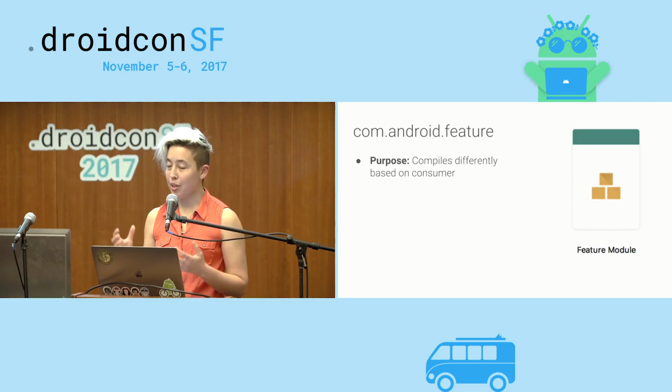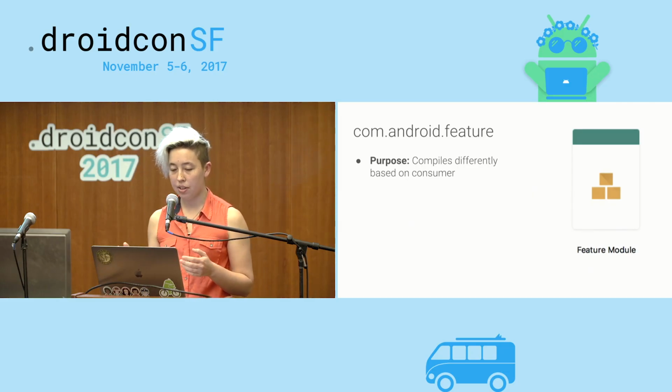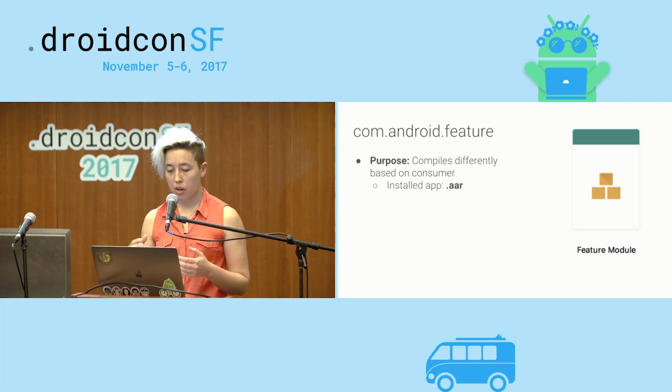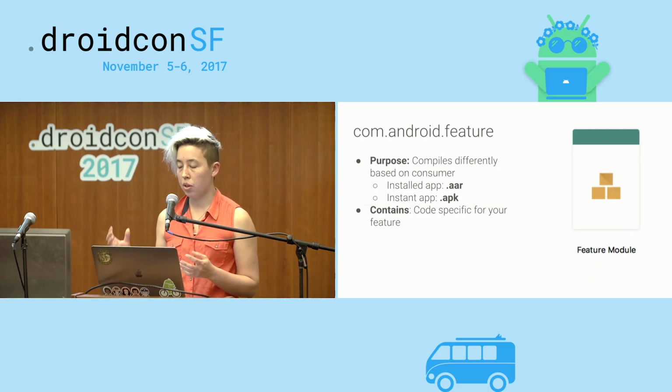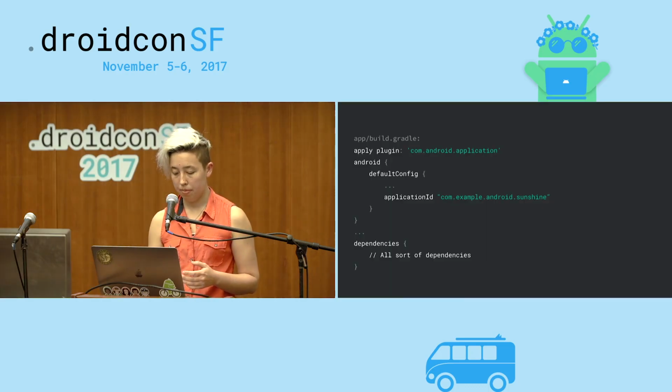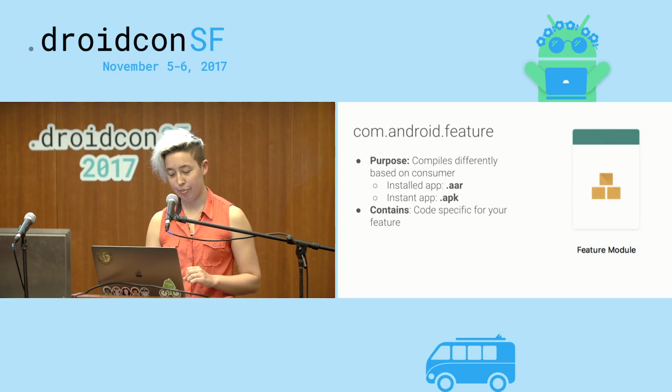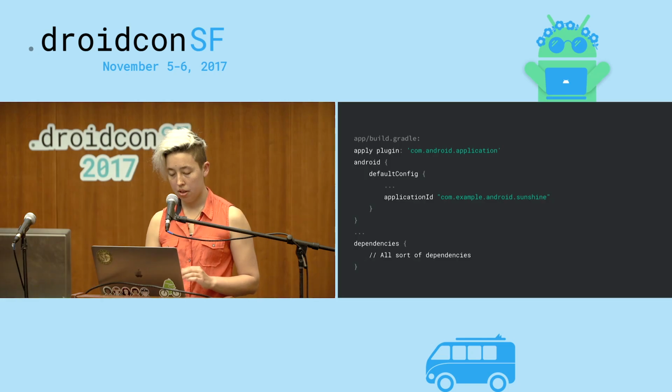So the feature module is pretty cool in that it compiles differently based on what's consuming it. When your installed app module is directing the build process, the features act as if they are Android libraries. But when your instant app module is directing the build process, your feature modules act as if they are compiled to mini APKs. So your feature modules in themselves are going to contain all the code that is specific to the feature. And I'll get into some other interesting things about that when we get to a more complicated scenario.